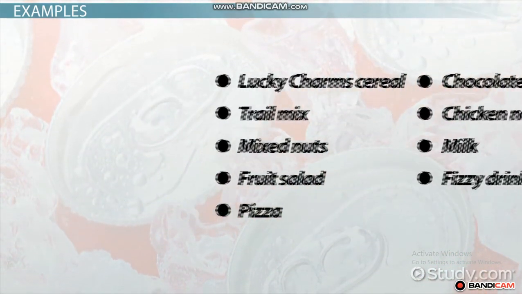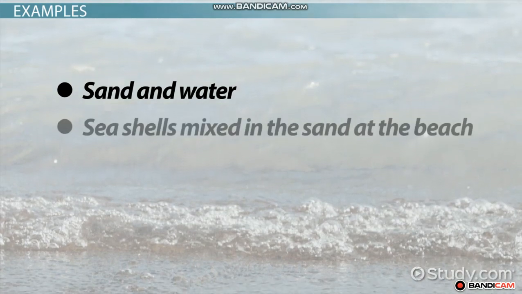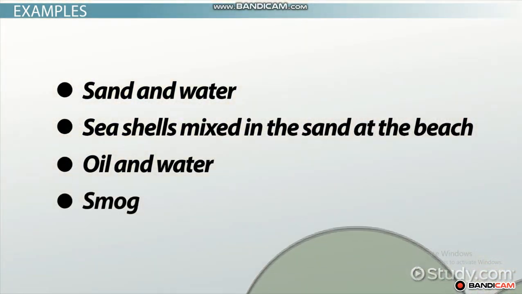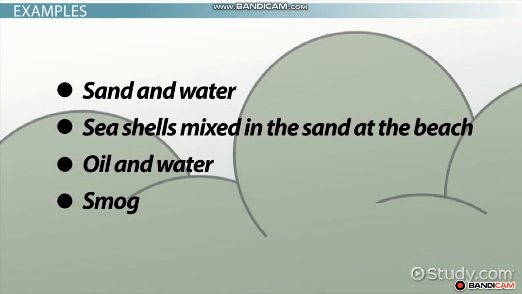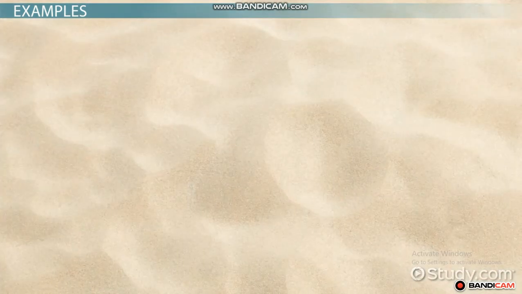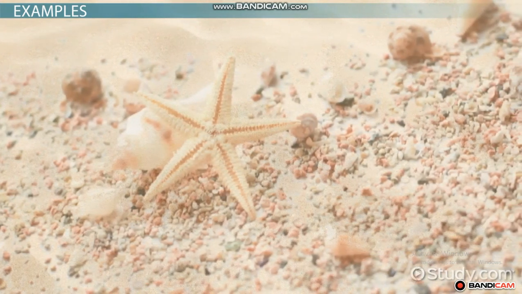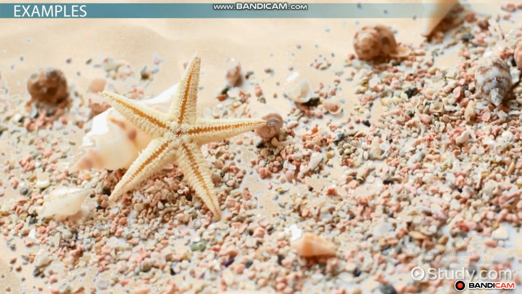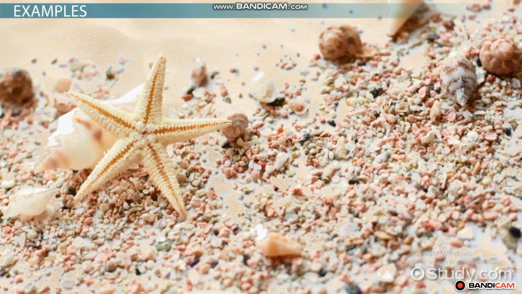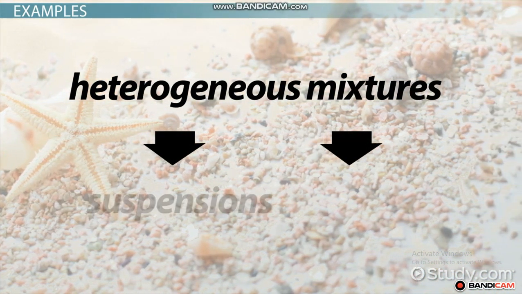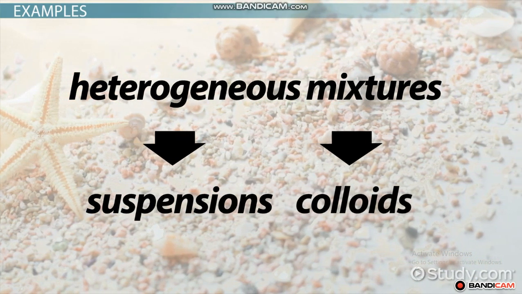There are many heterogeneous mixtures that are not foods as well. Sand and water, seashells mixed in the sand at the beach, oil and water, smog, a mixture of dirty particles suspended in air. There are many more mixtures that could be added to this list. Just remember that the key to a heterogeneous mixture is that it's not the same throughout and can be separated into its original parts. Heterogeneous mixtures can be broken down into two main types, suspensions and colloids.